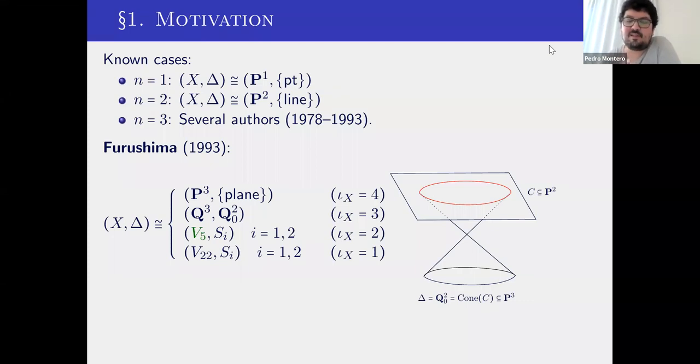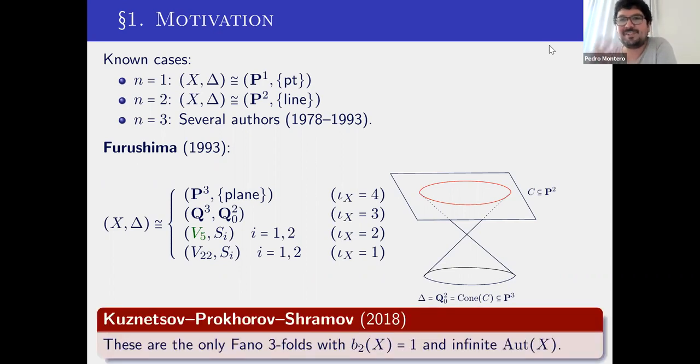But I wanted to say one thing before, which is that for B5 and B22, there are two possible boundary divisors. So there are two non-isomorphic compactifications of the affine space A3 inside these varieties. So this is kind of a new thing in dimension three. And moreover, which is very interesting for me, and I think for you too, because this is a transformation group seminar, all these varieties have an infinite automorphism group and are the only Fano threefolds with Picard rank 1 which have an infinite automorphism group. This is a quite recent result by Kuznetsov, Prokhorov, and Shramov. So this is very nice because these varieties compactifying the affine space also have many symmetries.